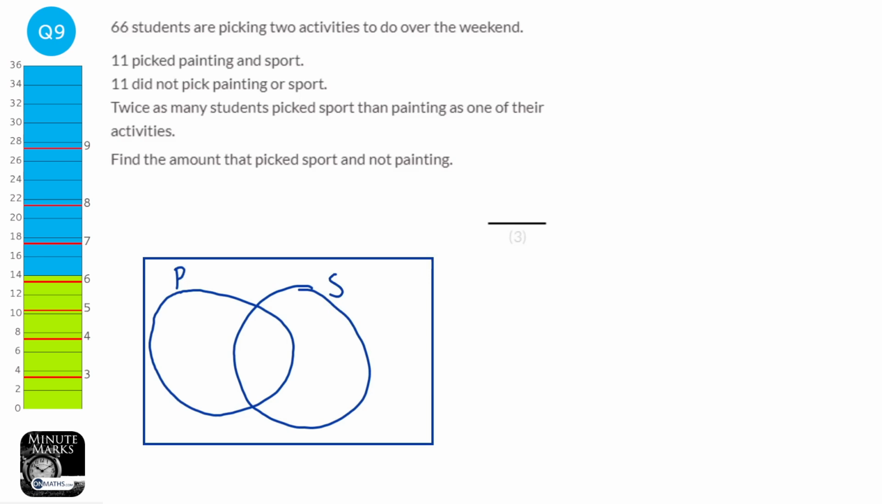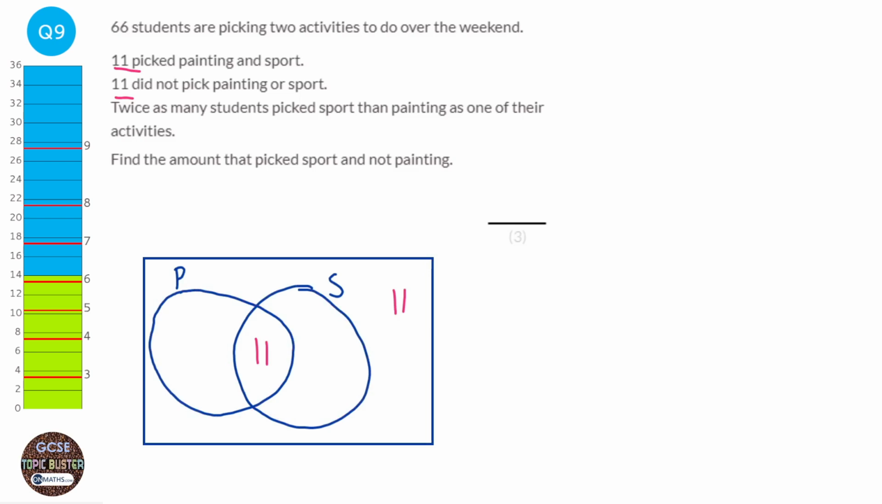So let's start filling in the information it gives us. 11 picked painting and sport, so that will go in the middle, because that is painting and sport, and 11 didn't pick painting or sport, so they can sit on the outside. Now here's the problem. It says twice as many people picked sport than painting as one of their activities. So it's saying that the total number in the sport circle is twice as big as the total number in the painting circle.